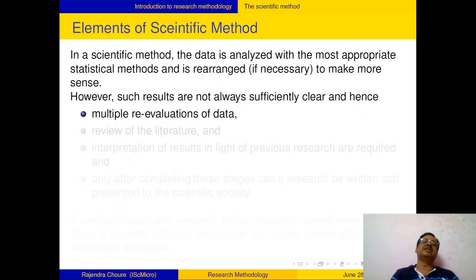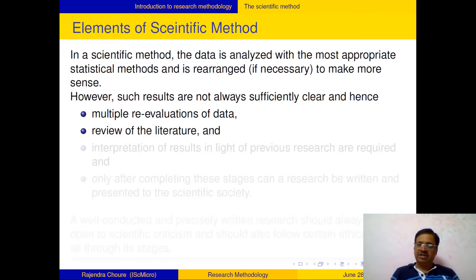Then what are the different elements of scientific method? In a scientific method, the data is analyzed with the most appropriate statistical methods and is rearranged to make more sense. Scientific method can be considered as storytelling. We have to write the script, we have to shoot the video, and we have to edit the video to make it a perfectly understandable story. However, the results of scientific methods are not always sufficiently clear. You may not understand the concept fully to its depth. Therefore, multiple re-evaluations of data are necessary.